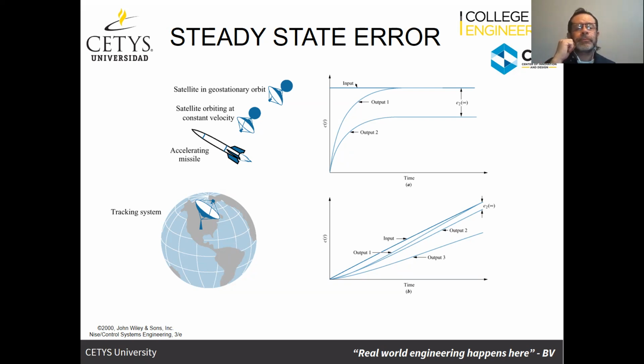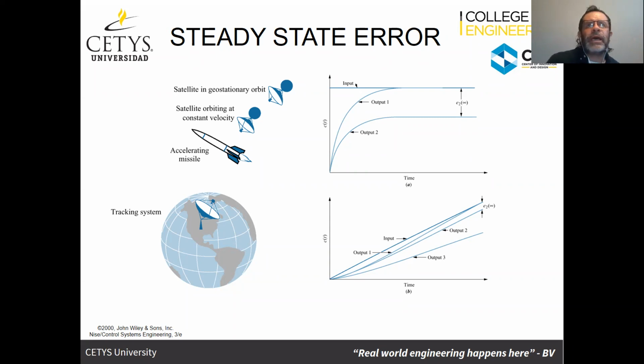There's an error. So that's the positioning type of input. But now let's imagine that instead of telling the antenna to go to a certain position, or rather, I told the antenna to go to 30 degrees because there was an object here, and then the object starts moving. The object starts moving through space at a constant velocity, and I want the antenna to track it. So I want the antenna to follow it. So now the object is moving at a constant velocity, and the antenna should be moving to follow it.